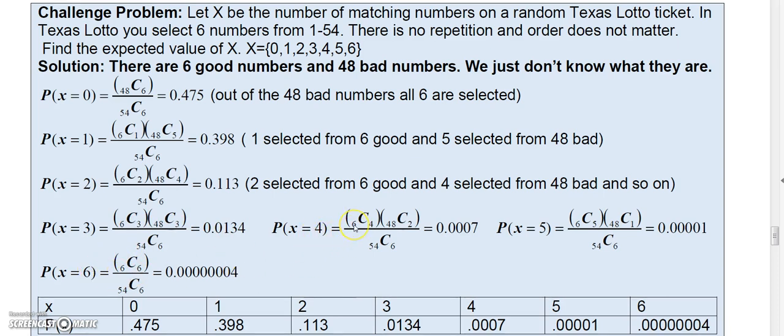For 4, it's 6 good numbers choose 4, 48 bad numbers choose 2, and then divide by the denominator. For 5, it's 6 good numbers choose 5, 48 bad numbers choose 1, divided by 54 choose 6. And then for 6, you get 6 choose 6, so that would be 1, because there's only one way to get the jackpot out of 54 choose 6, and that's a very, very small number.